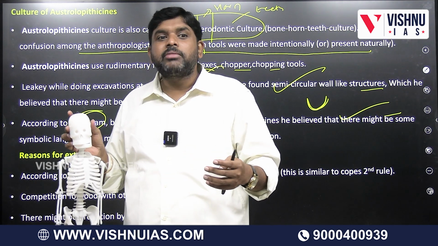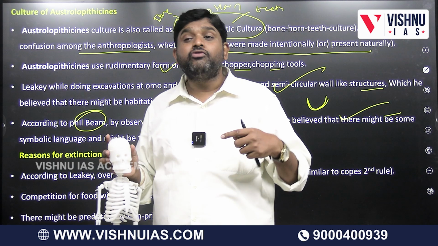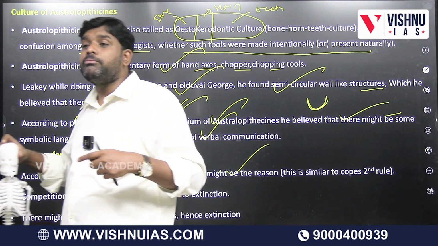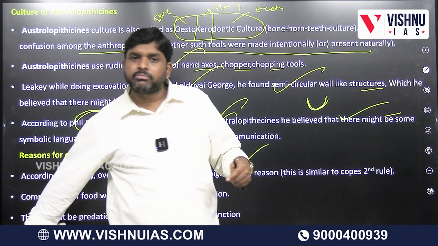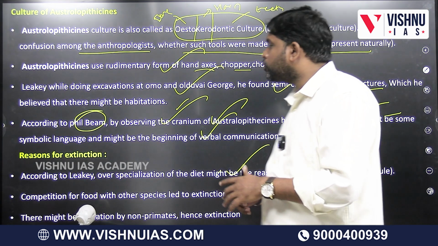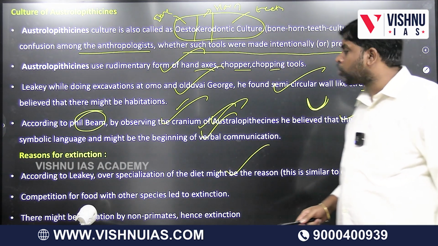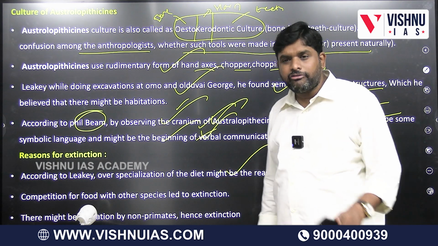So he might also have been making some sounds. Sounds means what? There might be some words. Words means what? Verbal communication. So Philbin believed that verbal communication might have started from Australopithecines. How did he come to this conclusion? By observing the cranium of Australopithecines, he believed there might be some symbolic language and the beginning of verbal communication.